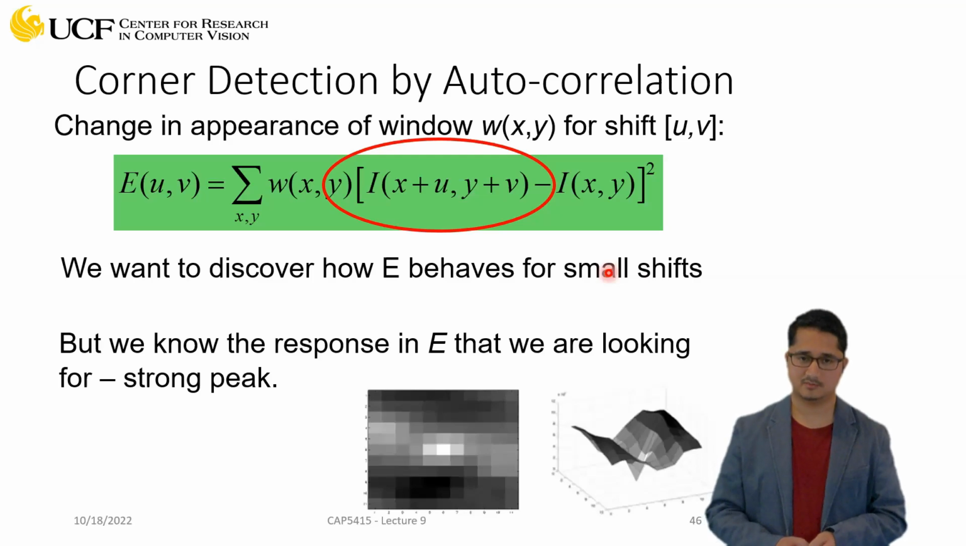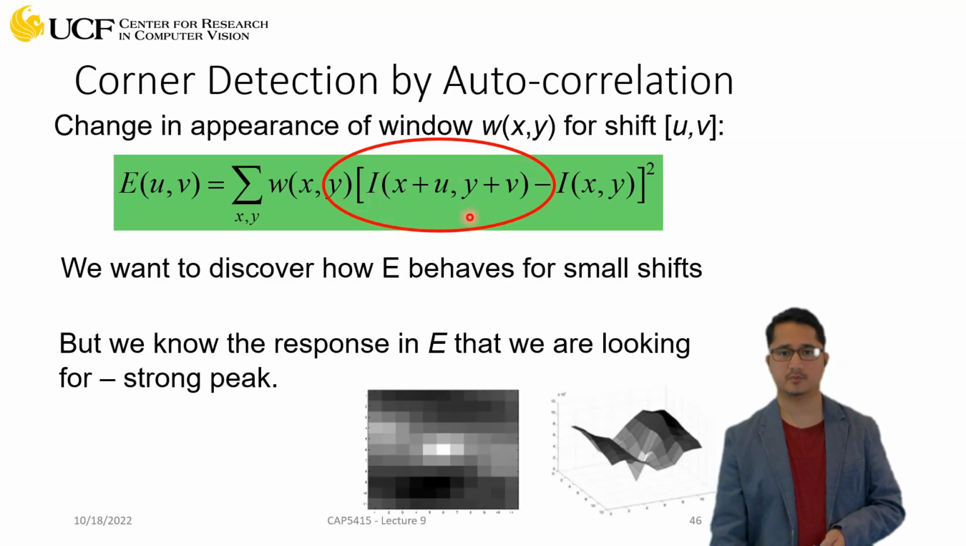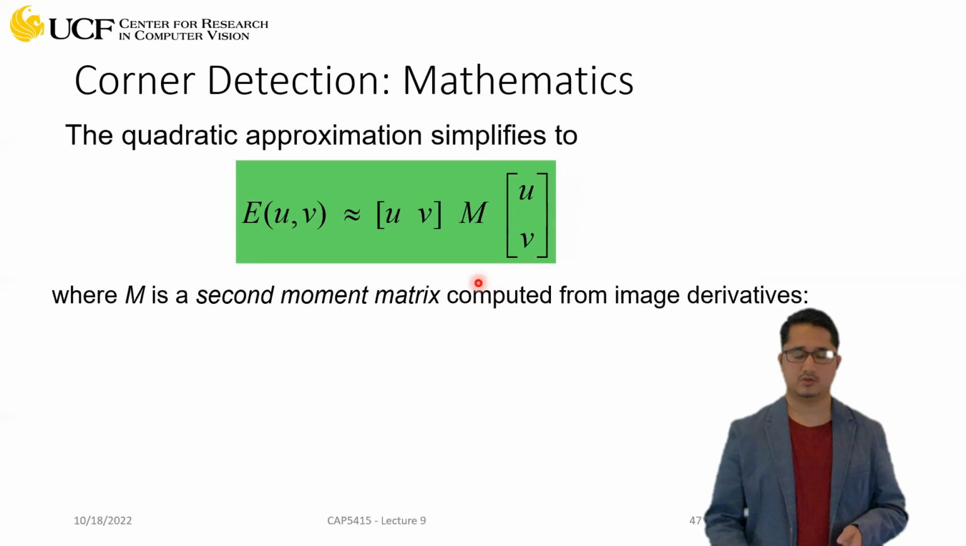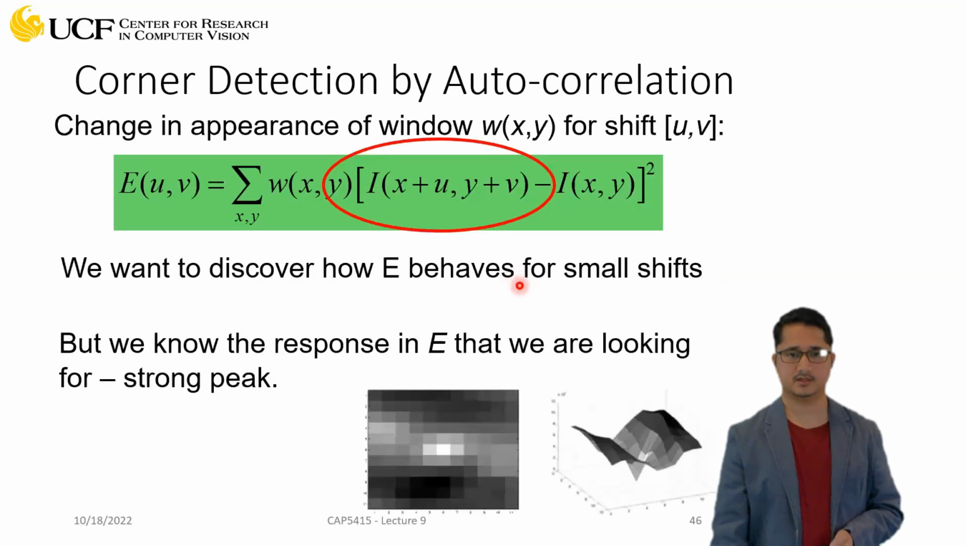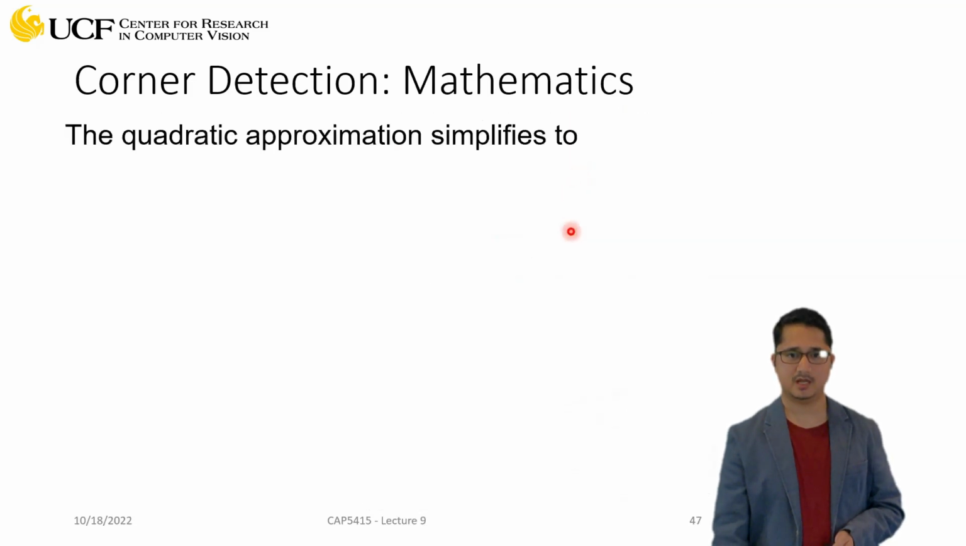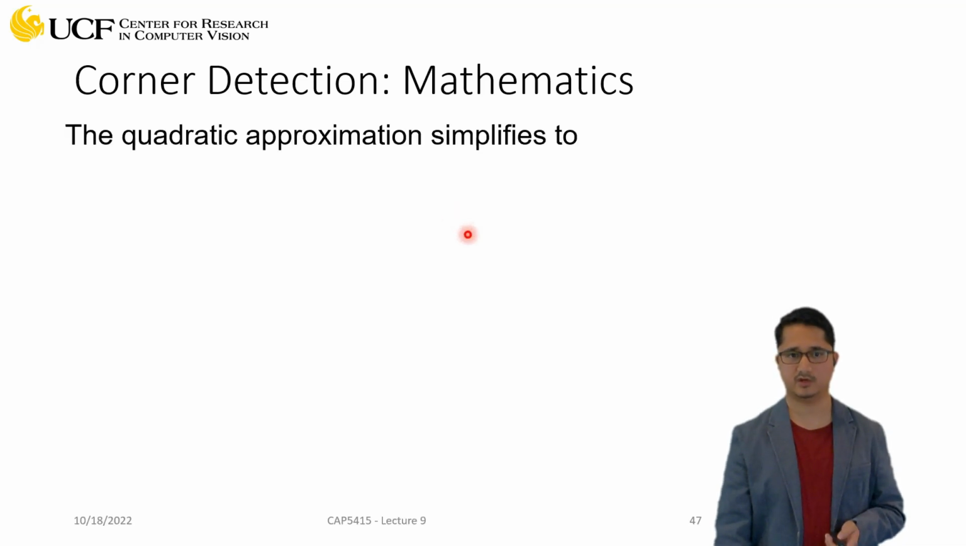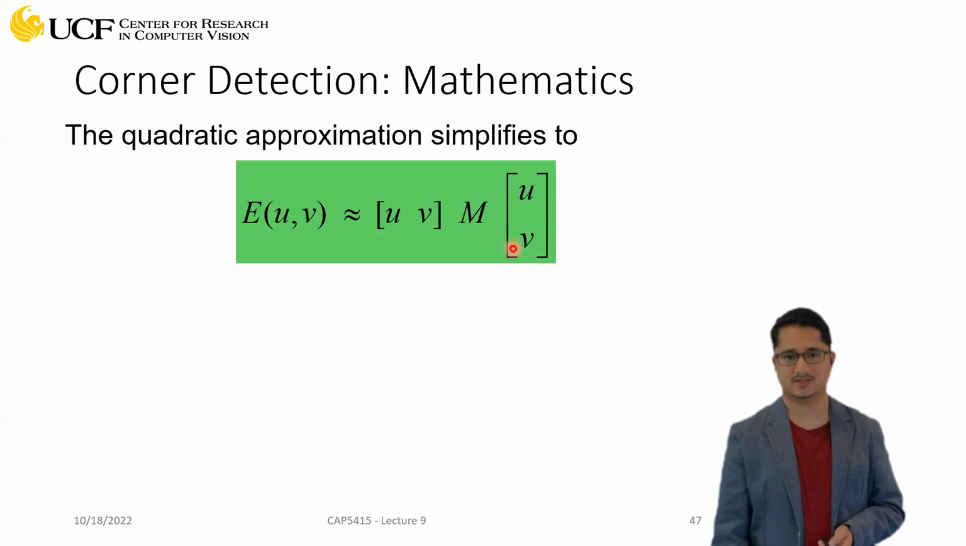Now, why is that important? Because now what we want to do is we don't want to compute this pointwise difference. We want to approximate this. So how do we do that? We compute the second moment matrix, and this is using image derivatives. So basically, this equation over here can be approximated by a simple matrix multiplication. And again, as I said, we don't have to worry about how we get that approximation. It's a long theoretical proof. But this is a way to approximate that equation.